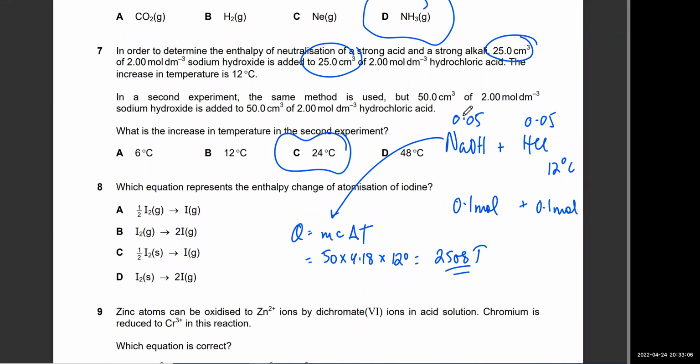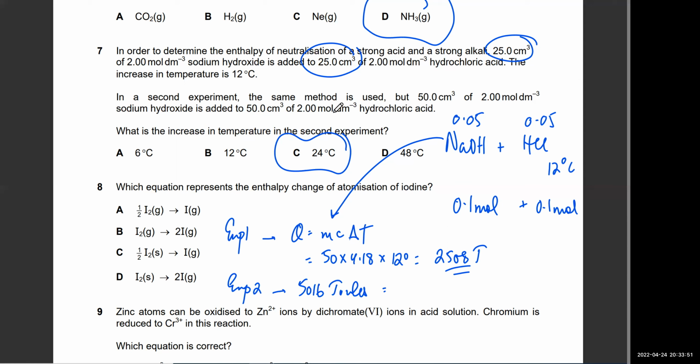Now in the second experiment, you've doubled the amount of moles of acid and base. So in experiment number 2, the amount of heat produced, or the amount of energy produced, would be double the amount. So you double this 2508, that would give you 5016 joules of energy. So in the second experiment, based on the idea that you have doubled the moles, the amount of heat energy that's going to be produced is going to be double the amount.